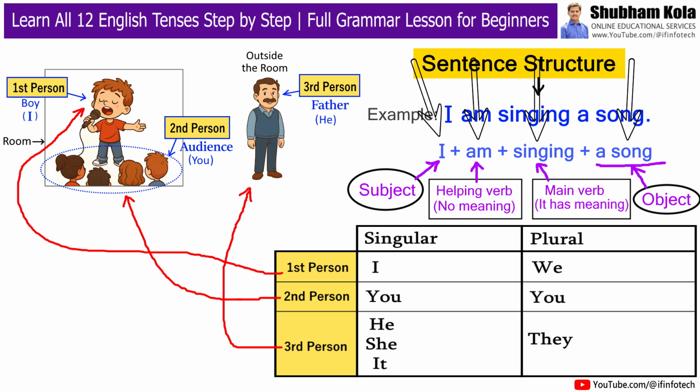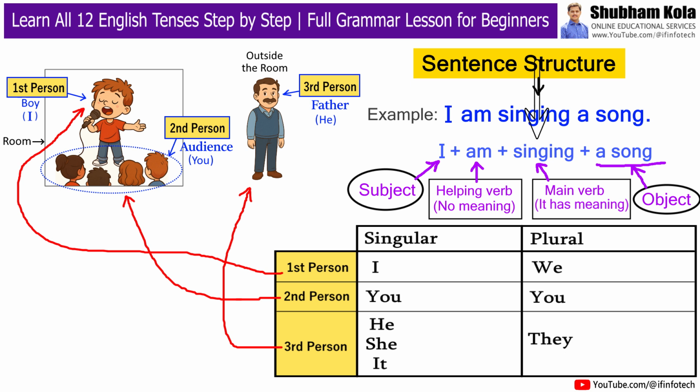Let's break this sentence into 4 parts. First one is I. This is the subject, who is doing the action. Second part is am. This is the helping verb. It helps to show the tense. Here you should remember, am has no meaning. It is a helping verb. A helping verb has no meaning in the sentence.